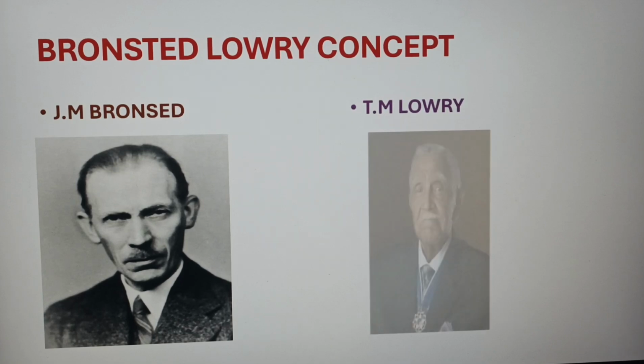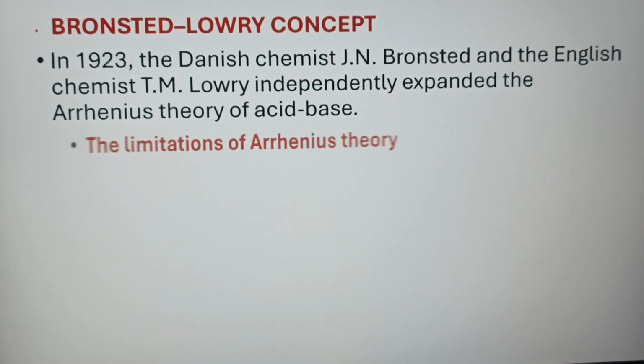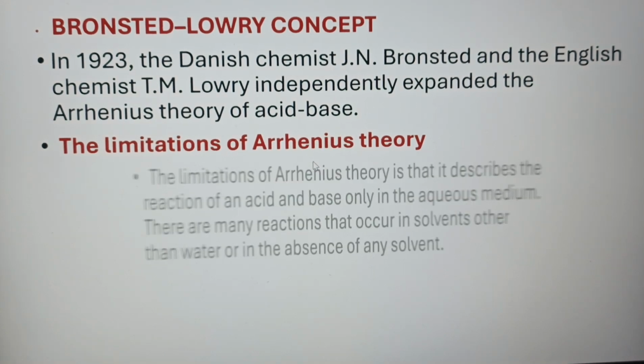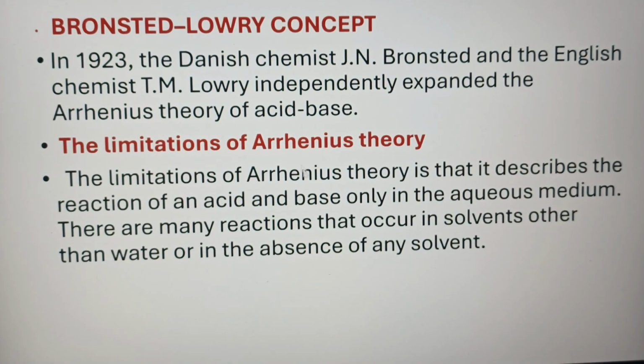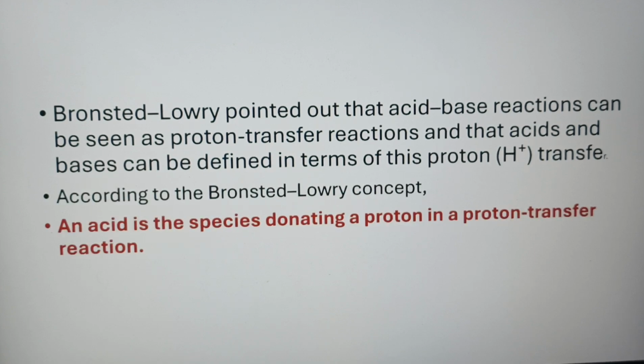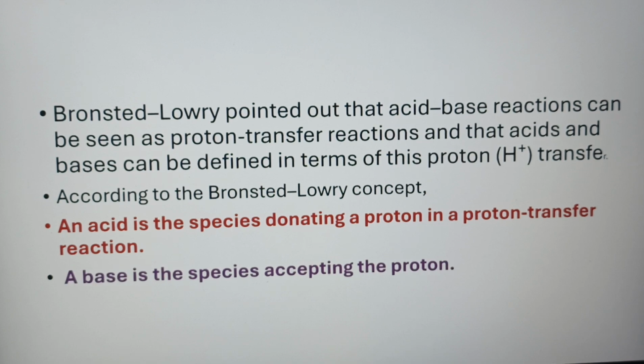In 1923, two chemists, J. N. Bronsted from Denmark and J. M. Lowry from England, independently expanded the existing Arrhenius theory of acids and bases. The main limitation of the Arrhenius theory was that it only described acid-base reactions in water, the aqueous medium. To overcome this limitation, Bronsted and Lowry introduced a more general idea. According to them, acid-base reactions involve the transfer of a proton, a hydrogen ion.